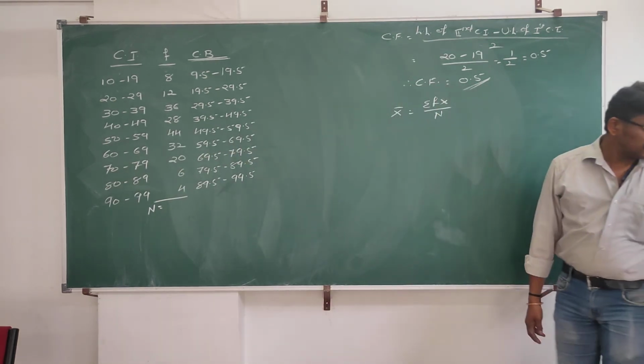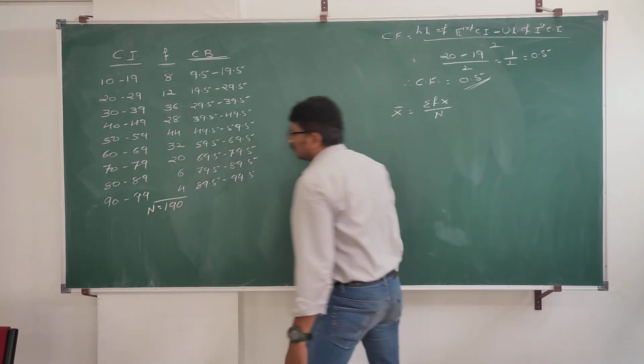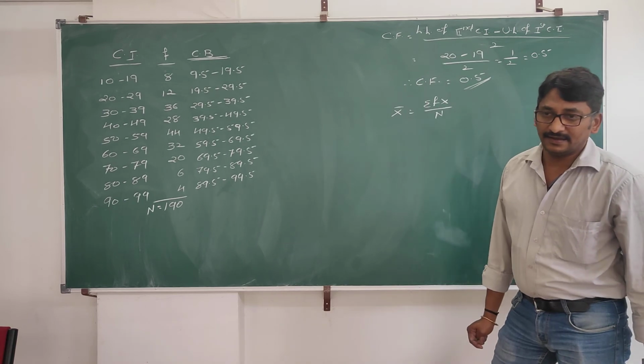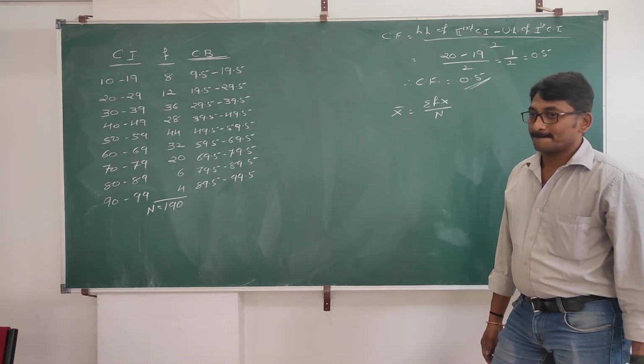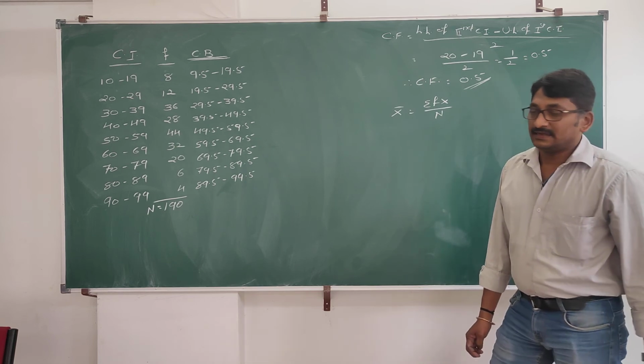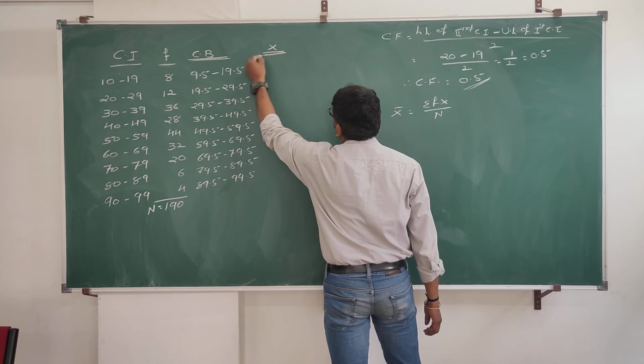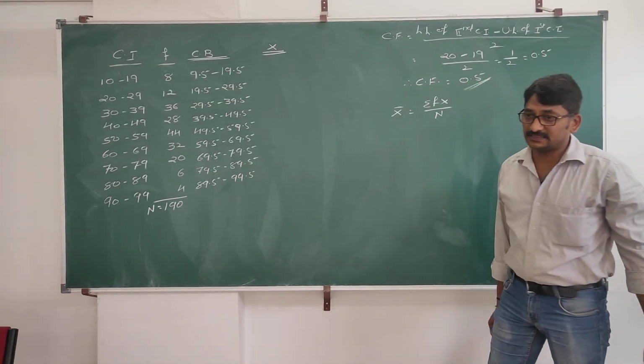I'll tell you the value. Total of frequency is 190. Okay. Now which column do we have to prepare? X. To calculate the mean, we have to calculate the x value.